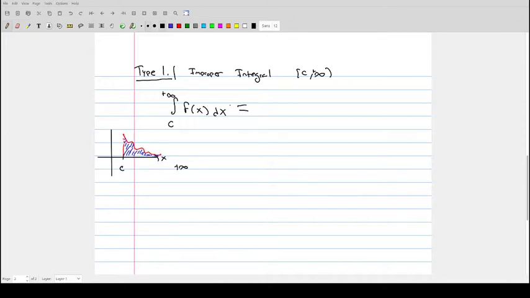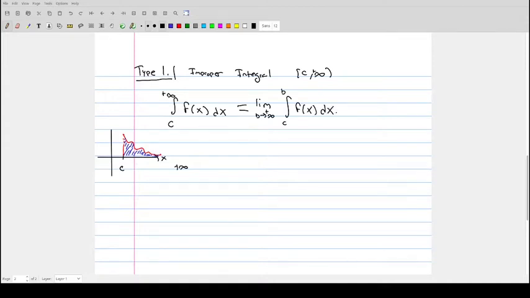So mathematically, we can define this as the following type. We define it in terms of a limit. We say that this is going to be the same thing as the limit as b goes to positive infinity of the normal integral from c to b of the function f of x dx.